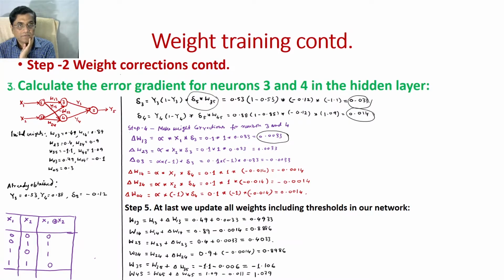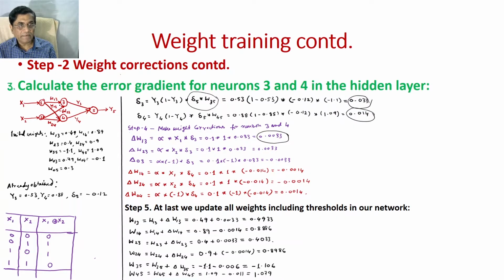So delta W23 is alpha times x2 times delta 3. Once you know how the error is propagated here, then accordingly you can also compensate this and this. So what we have done, okay.